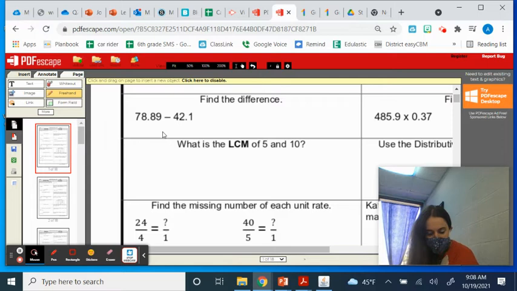Nope, not factor. Missing number in each unit rate. When you find the unit rate, what's the one step you got to do? Nope. Casey, you got to divide. So a unit rate is for one thing. Unit means 1. So if it's 24 for 4, you're just going to divide, give you 6.